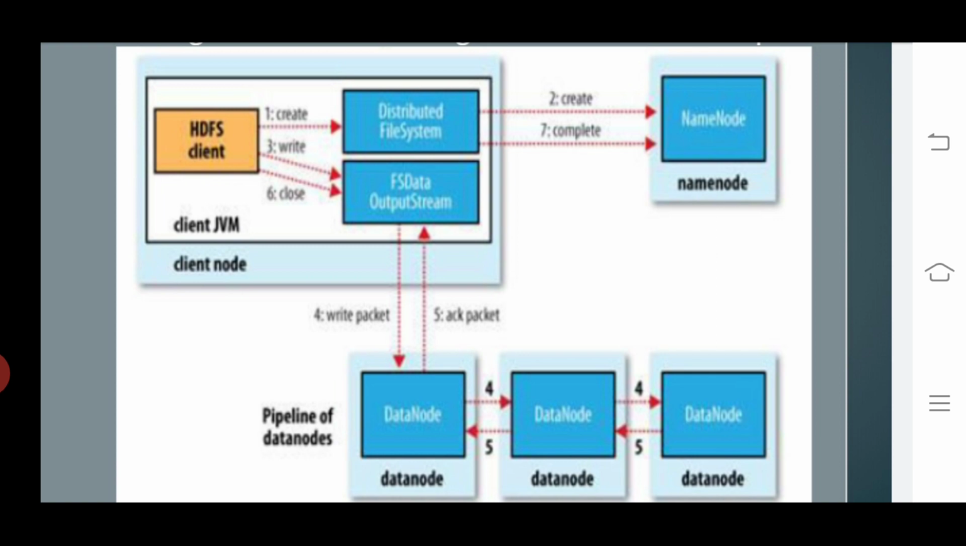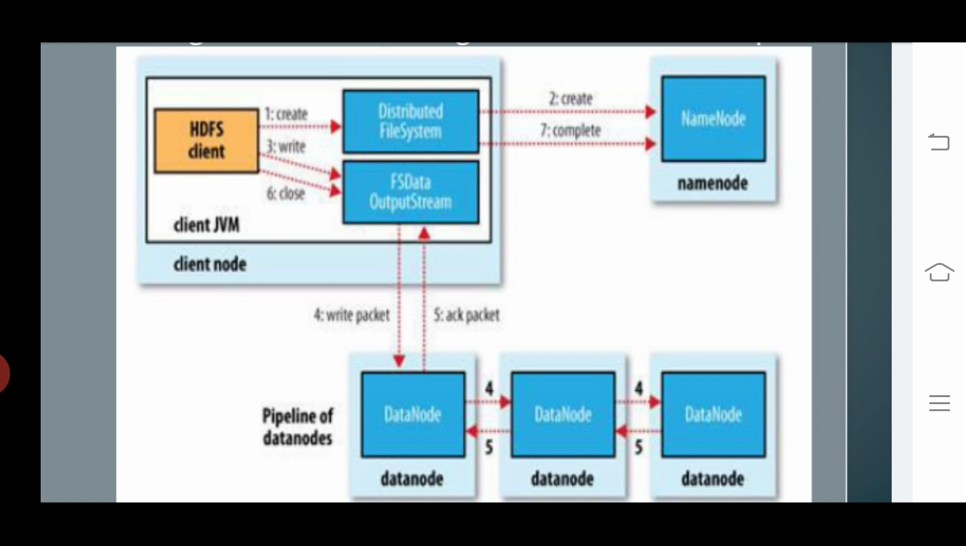So the data streamer streams the packets to the first data node in the pipeline, which stores the packet and forwards it to the second data node in the pipeline. Look at this diagram. Similarly, the second data node stores the packet and forwards it to the third and last data node in the pipeline. This is the concept of step 4.